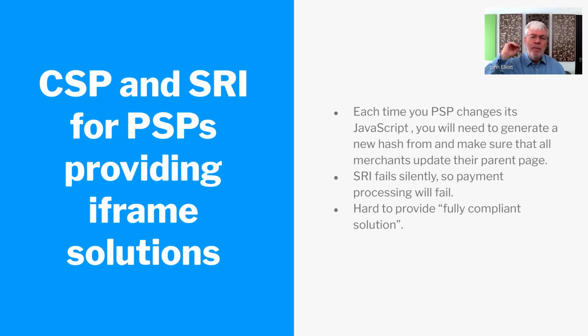And if we look at the problem from the other direction, if you're a payment service provider or an acquirer that provides JavaScript to merchants, so you're acting as a payment service provider, and that JavaScript generates the payment page in an iframe, because of that change to SAQ A, merchants will also need to be provided with an updated SRI hash every time you change your code, and then they will need to add that hash to the parent page that hosts the iframe. And of course, if they don't do this, the payment processing will fail. And that will be put down to be your fault and not their fault.